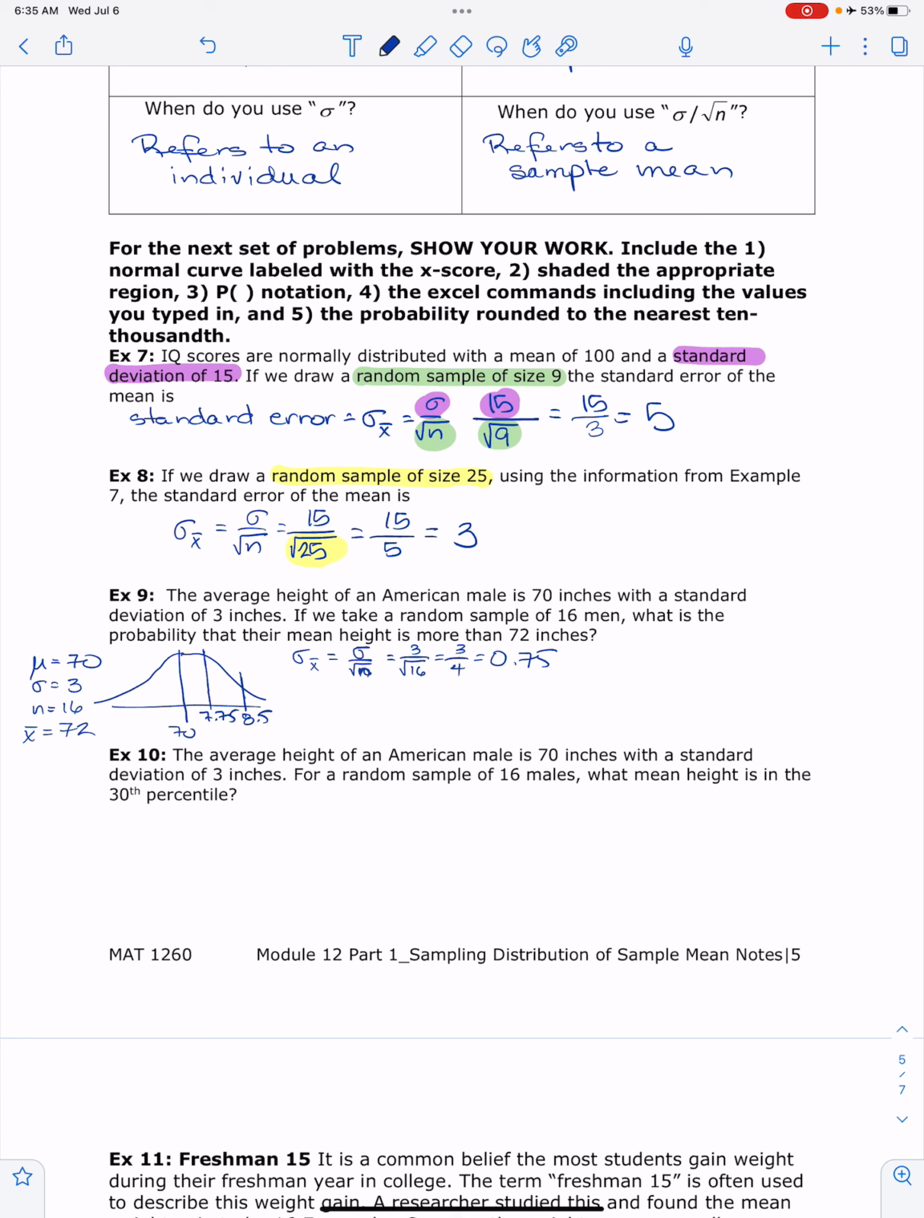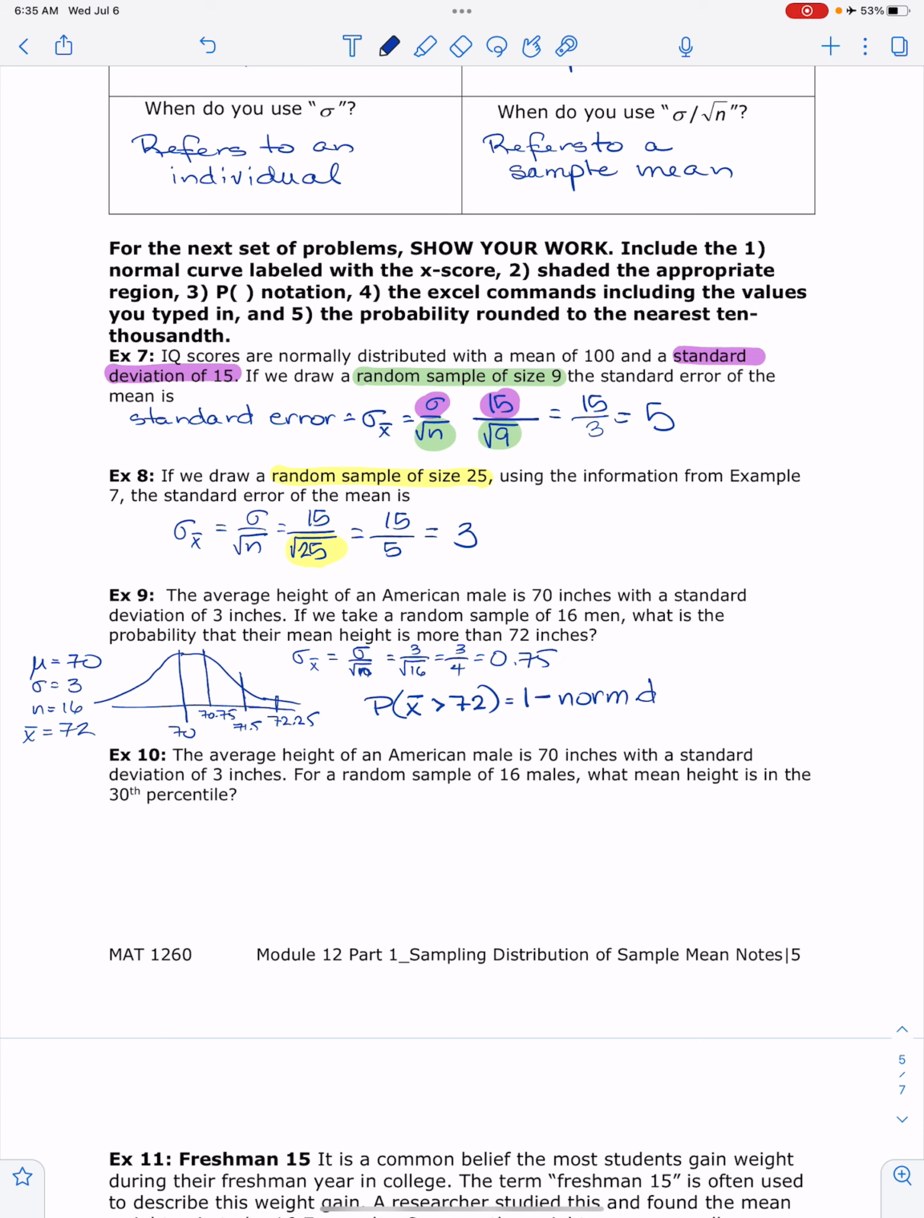70, not even sure what I'm adding here. 70.75, 71.5. Okay, so just by looking at this, 72 inches is pretty tall. Here's my third standard deviation, 72.25. I want the probability that in a sample of size 16, my height is greater than 72. So that is going to equal 1 minus.